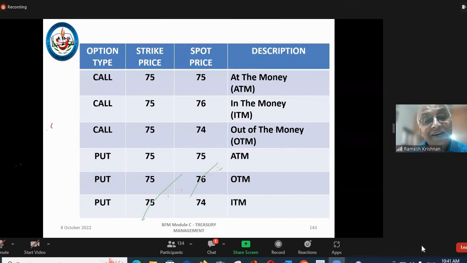Okay, and in a call option with strike price 75, if spot starts going down, the option loses value, so it is out of the money. Only in the money options will be exercised, and out of the money options will be expiring. So that is another concept you can say. So what is an at the money option? What is an in the money option? What is an out of the money option?